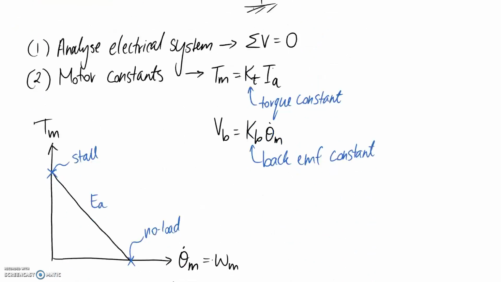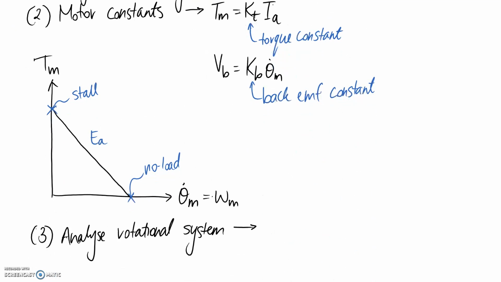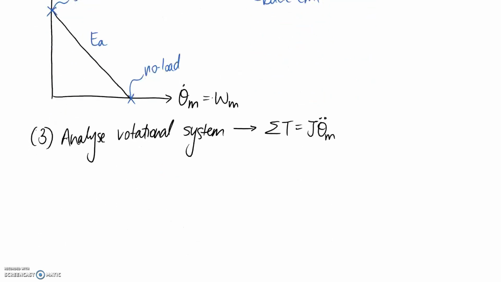But for this one, the only equation that you'll need to apply is that the sum of the torques has to be equal to J theta double dot. And this, of course, relates to theta m in our case. So once you've got those three steps gone through, the question basically just becomes a case of substituting everything into each other until you've eliminated enough variables down to the transfer function that you're interested in.